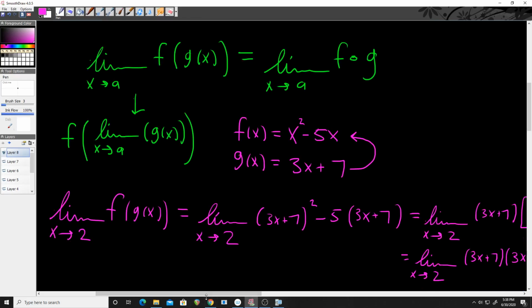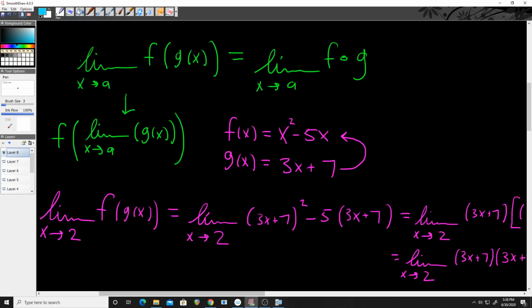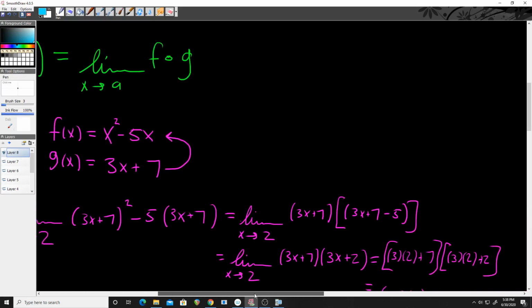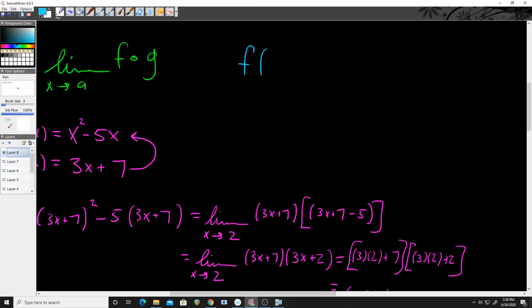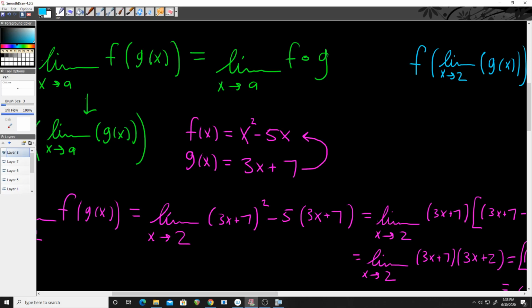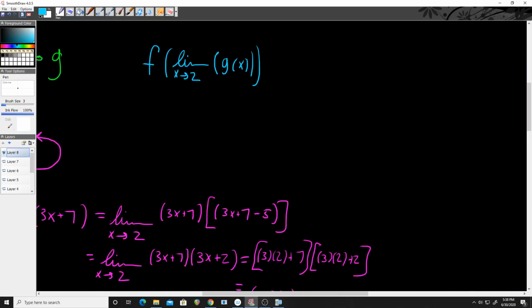Now, let's do it with the limit rule. To emphasize we're doing something different, I'm going to change my color. Let's use this rule now. So f of the limit as x approaches 2 of g of x. Well, g of x here is 3x plus 7.